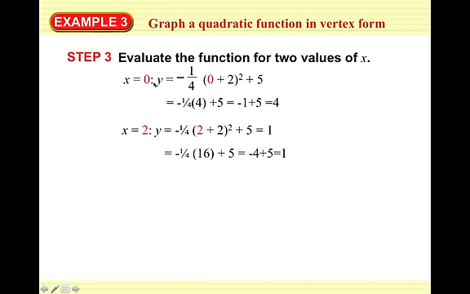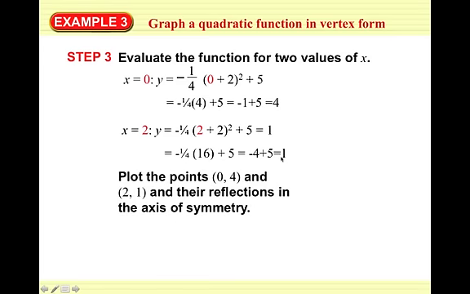And so we have the point (0, 4). And we have another point. We're going to let x equal 2. I picked values that would be convenient to actually do the number crunching, but we could have picked any two values we wanted. So I went with x equals 2 here because 2 plus 2 gives me 4, and squared, that gives me 16, times -1/4 is -4, plus 5 is 1. So we have the point (2, 1).